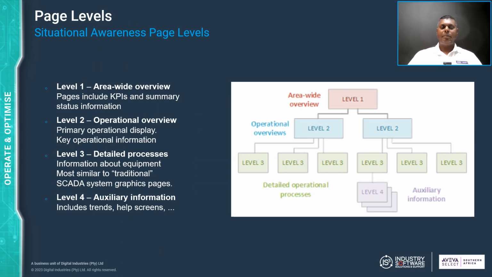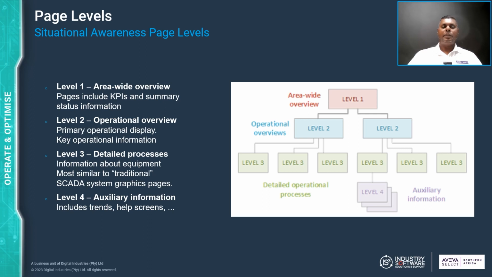Page levels. The principles of situation awareness propose that your content pages should adhere to a hierarchy that provides different levels of detail about the processes being monitored. This allows an operator to assess a specific process while maintaining a broad view of the overall status of a plant. Here is a description of the various levels. So level 1 is our area-wide overview. Level 2 is our operational overview. Level 3 is the detailed operational processes. And level 4 consists of the auxiliary information.